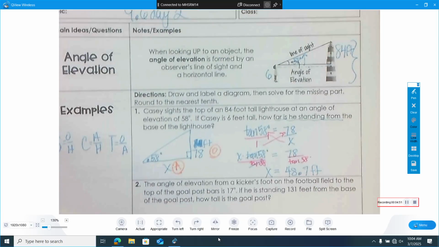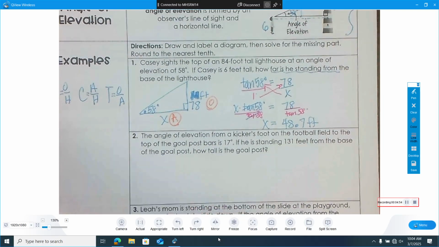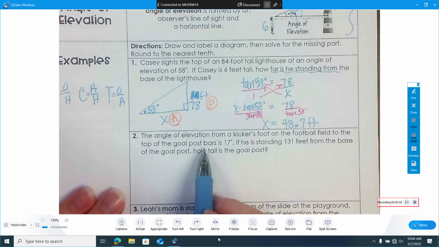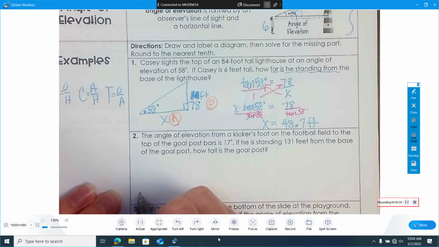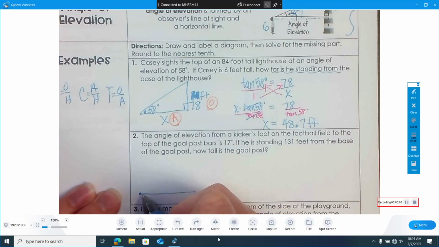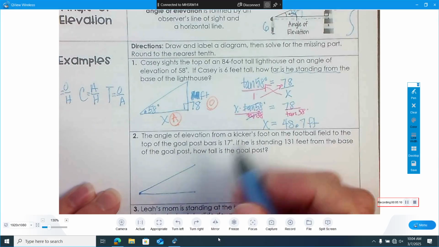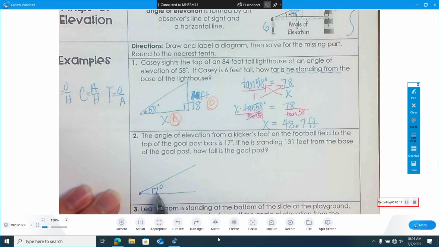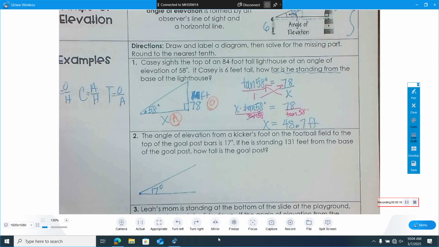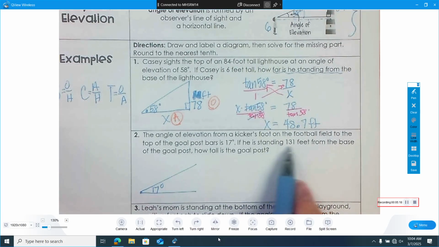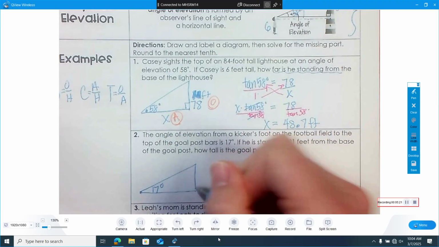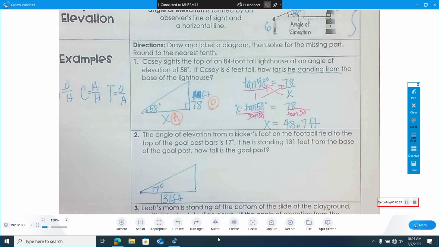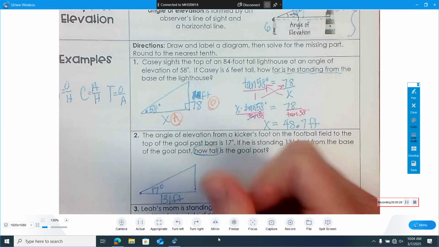Okay. All right, let's look at number 2 here. The angle of elevation from a kicker's foot on a football field to the top of the goalpost bars is 17 degrees. So I've got a football, we got the ground, and the kicker to the top of the goalpost, a 17-degree angle of elevation there. He is standing 131 feet from the base of the goalpost. We want to know how tall the goalpost is.